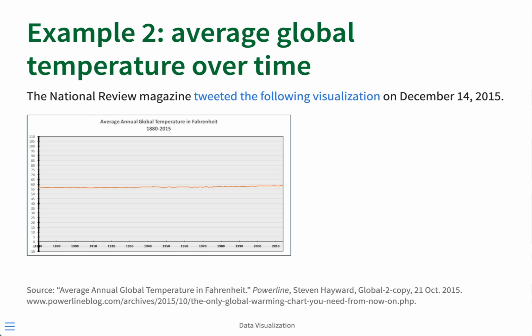Here's another example. So this is a graph showing average global temperature. This was published by a magazine, and the graph appears to show that actually global temperatures haven't really changed for the past century or so. However, one thing we'll notice is that it shows the temperature range all the way from -10 all the way up to 110, even though the range of data is only really somewhere between 55 and 60. So even if there is some change in there, the fact that we're showing a much greater range will cause the line to look flat.